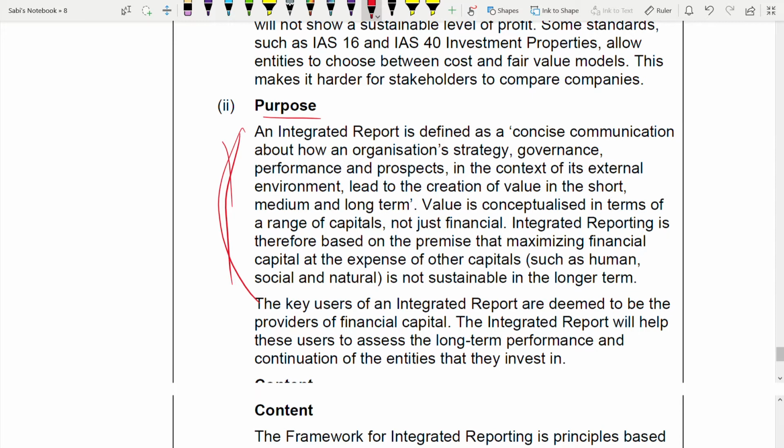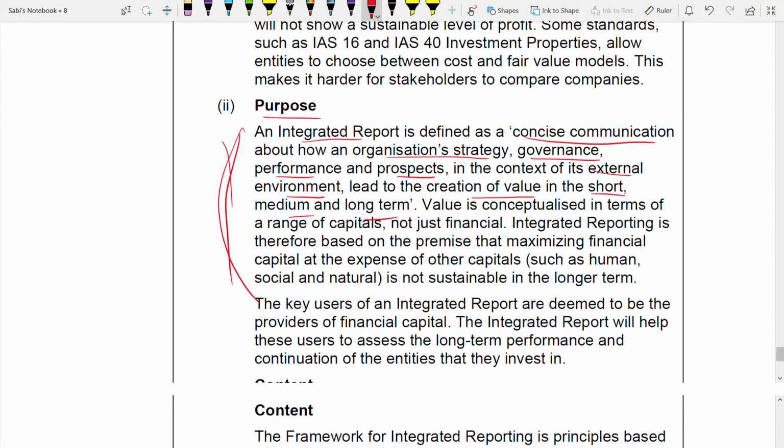Integrated reporting, basically they're defining what it is. It's a concise communication, very concise, to the point. So all these are purpose. Basically the purpose you will find in the definition. So all these things you can talk about under the purpose. It talks about the organization's strategy, their governance model, their performance, their prospects. All those things are not explained in financial reporting. You see, what is the external environment, what is the value they are going to create in the short, medium, and long term.